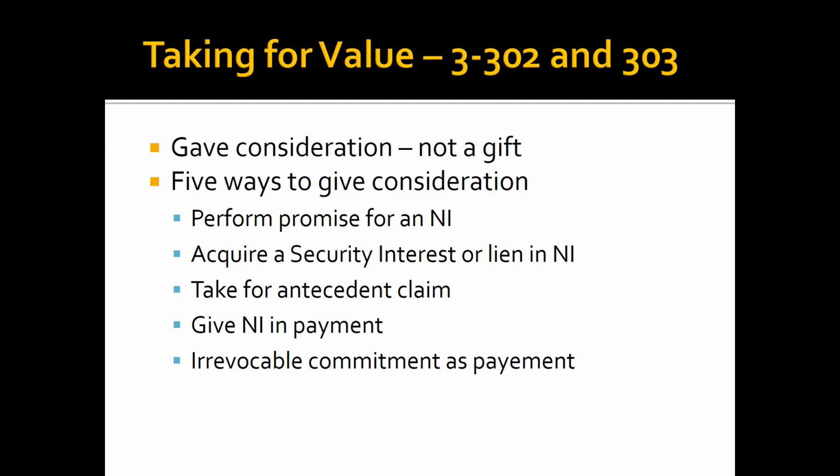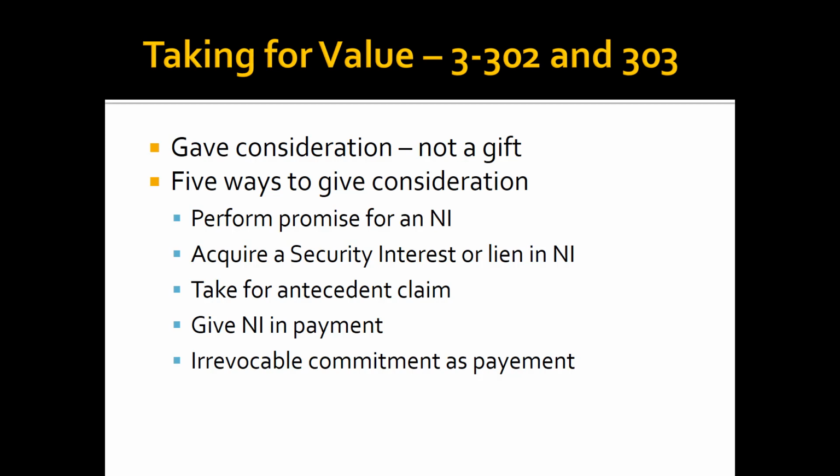How do you take for value? This is UCC 3-302 and a little bit of 303 as well. Well, there are 5 ways we'll say that you can give consideration. You can perform some promise. You can acquire a security interest in it. You can take it for a pre-existing or an antecedent claim. You can be given it in payment for something you actually did, and that's maybe the most common. Or it can be an irrevocable commitment as a payment for something.